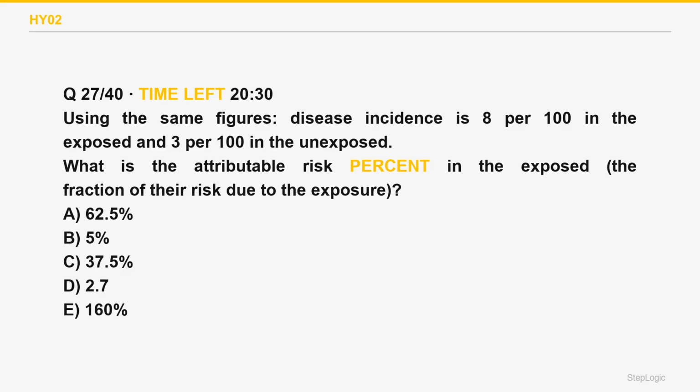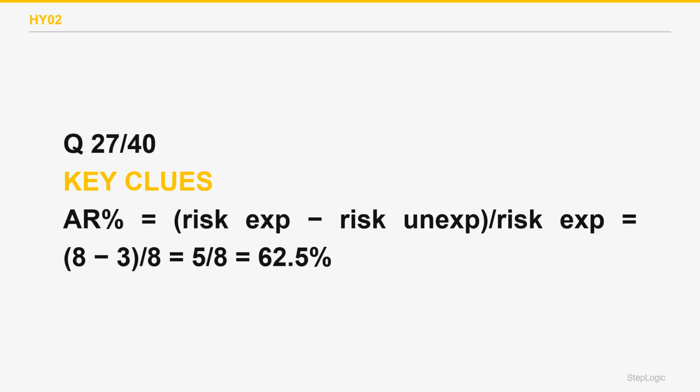What is the attributable risk percent in the exposed, the fraction of their risk due to the exposure? Using the same figures, disease incidence is 8 per 100 in the exposed and 3 per 100 in the unexposed. Read the command. Attributable risk percent, the excess divided by the exposed risk.